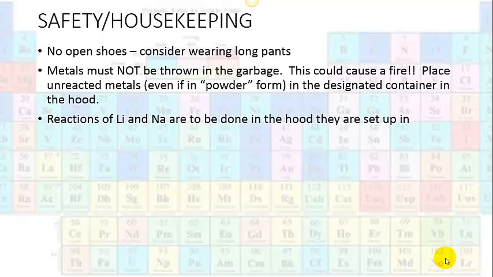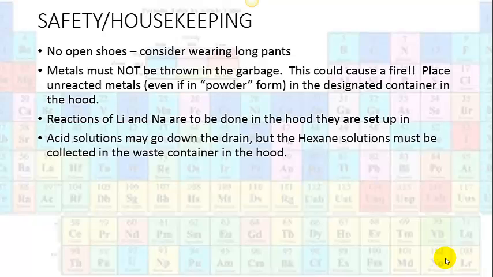Very, very important. The reactions of lithium and sodium are to be done in the hood that they're set up in. This will either be a demonstration by your instructor or you will be doing them, but make sure you do them in the hood. So I recommend just taking turns going over and doing these reactions and then letting the next group know when they can go. Acid solutions may go down the drain, but the hexane solutions that we're going to be using for the halogen reactions must be collected in the waste container in the hood, and your instructor will point that out.